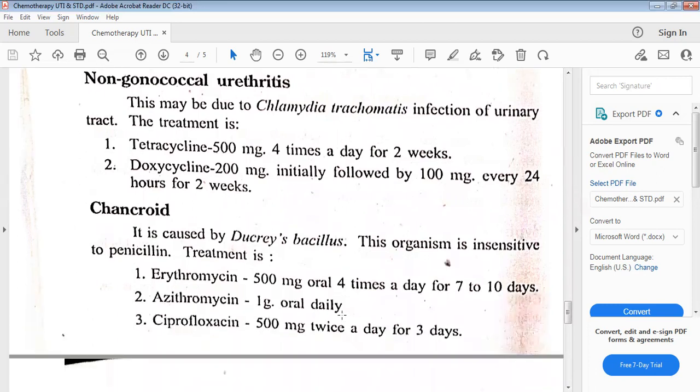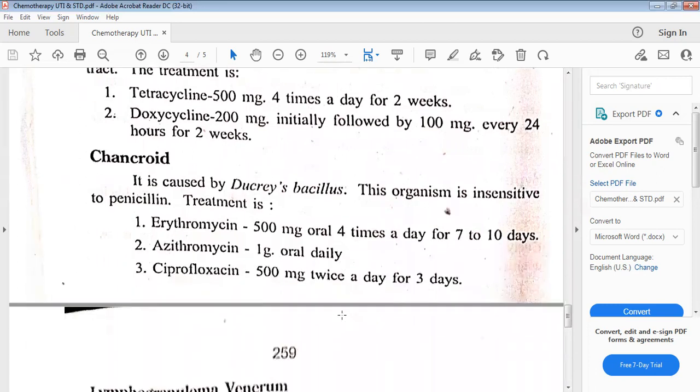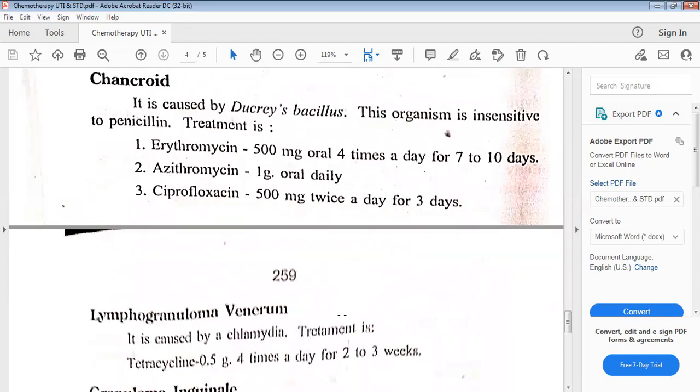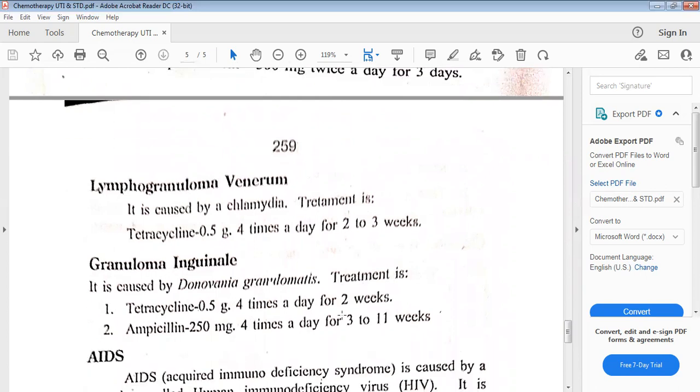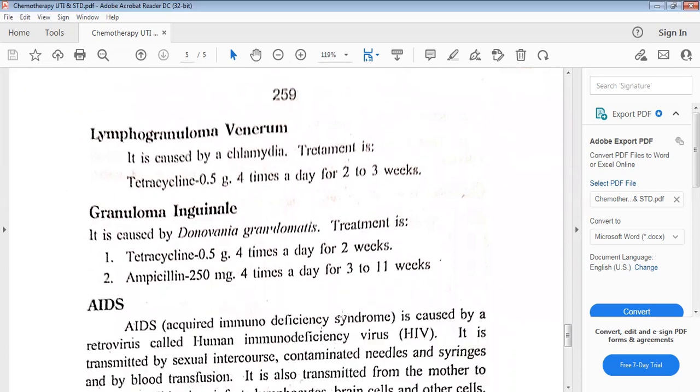Chancroid is another of the STDs, and the specialty is that this chancroid cannot be treated by penicillin. It is insensitive to penicillin. So it has to be treated by providing erythromycin, azithromycin, and ciprofloxacin one after the other. Lymphogranuloma venereum is also caused by a chlamydia organism, and for that the treatment is tetracycline. Then granuloma inguinale, here we give tetracycline combined with ampicillin.